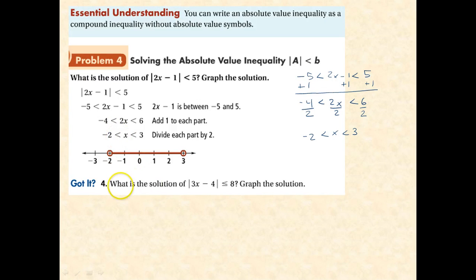So pause and see if you can figure out how to solve and graph this one. Push play when you're ready to see it done.